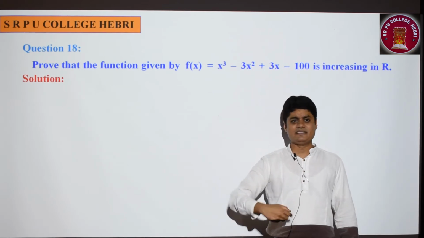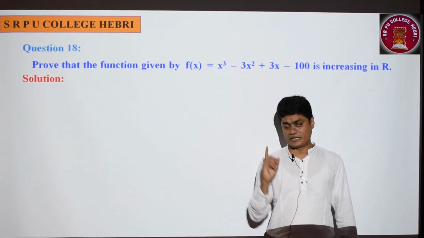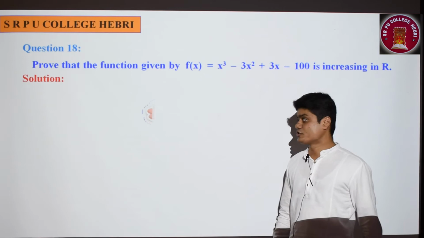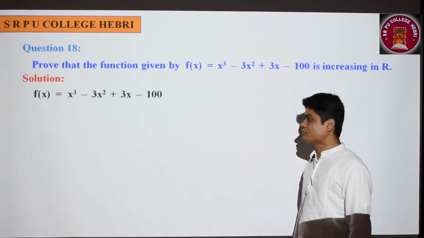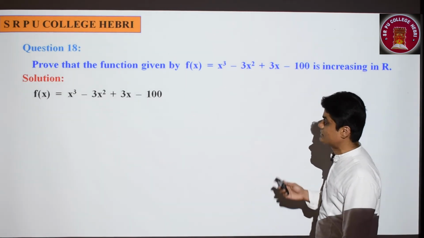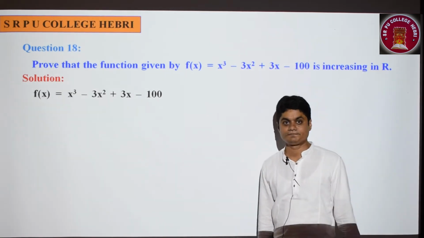Here you won't get an easy answer, you need to know one trick. Observe. First step, as usual, consider the function and differentiate. Try to differentiate x cube minus 3x square plus 3x minus 100. Do the differentiation. I'll wait.